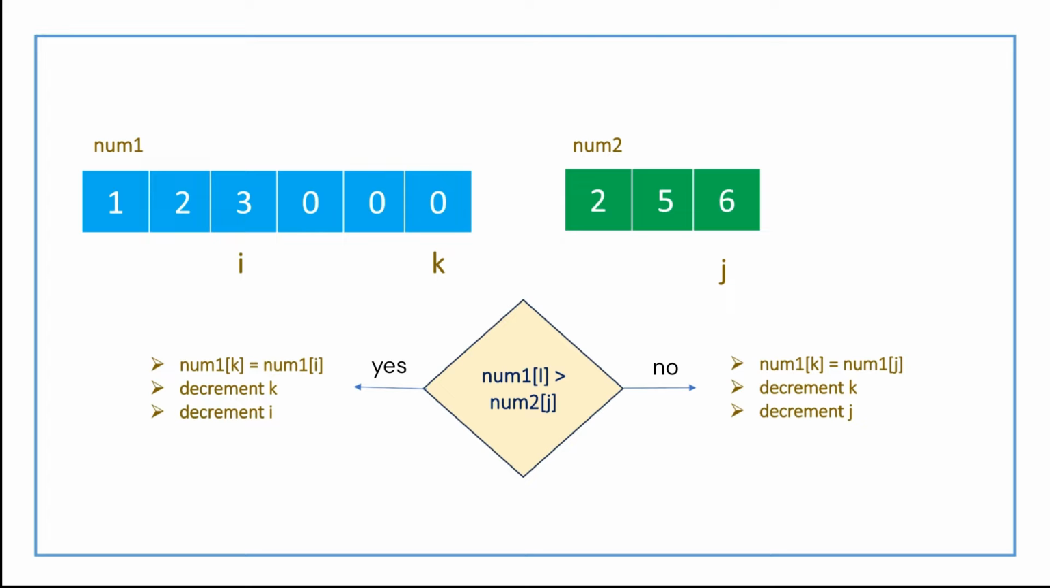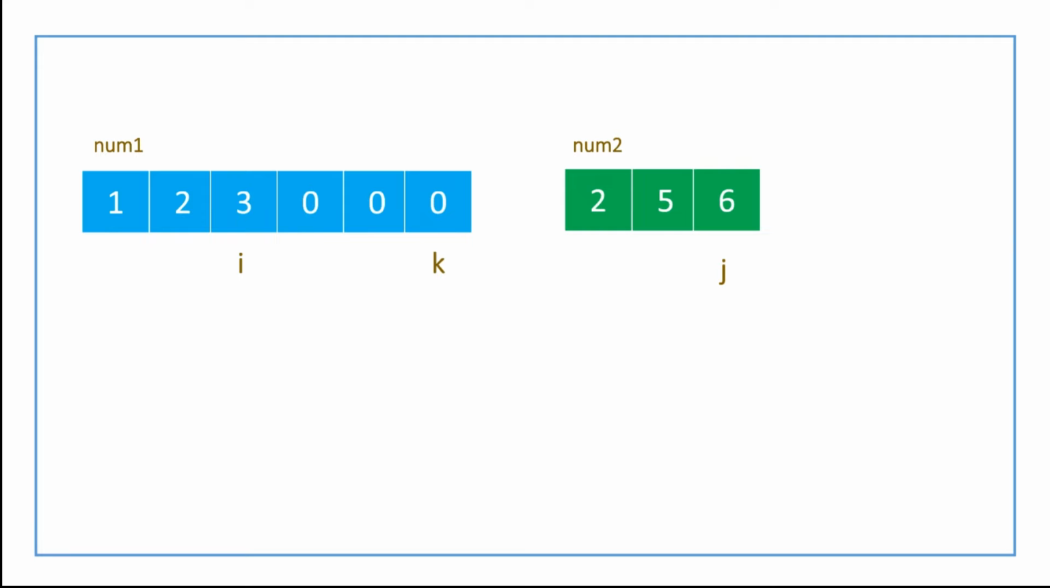So let's take this example and see how it works. So we have three pointers I, J and K. Among 3 and 6, what is the maximum value? 6. So we take 6 and put in num1 at position K. Now num1 will be 1, 2, 3, 0, 0, 6. Since we took element from num2, we decrement J as well as K because the element at K is already filled. It's not zero. So we decrement K.